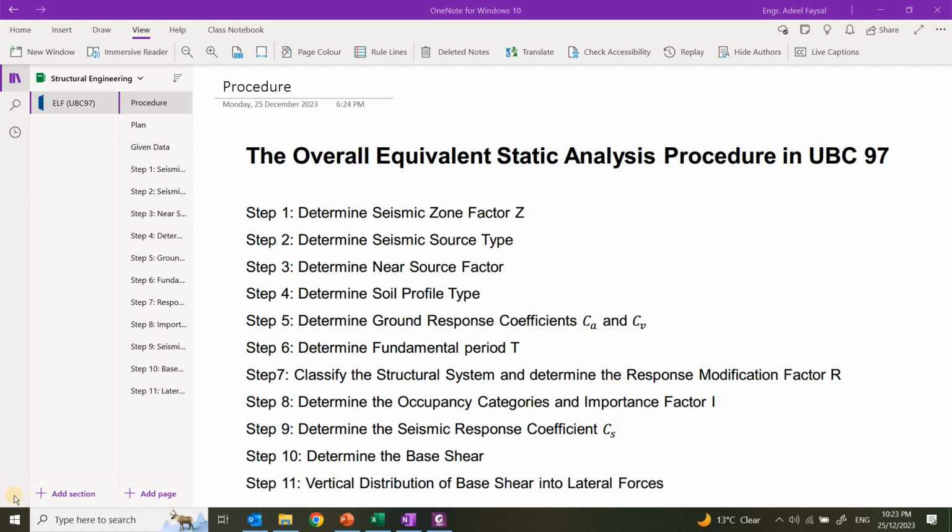In this video, we will see how to apply the equivalent lateral force procedure according to UBC 1997. So these are the steps. There are 11 steps to apply. So let's consider the example.